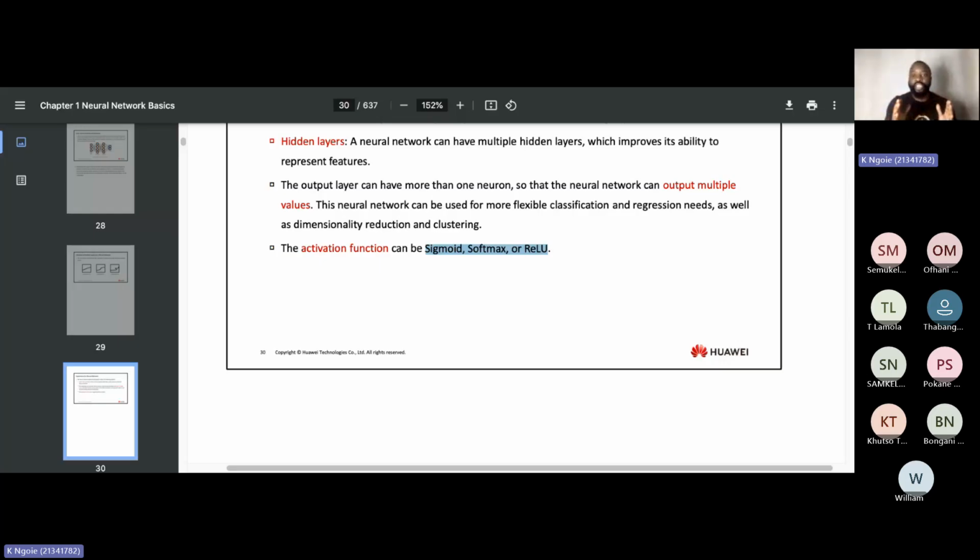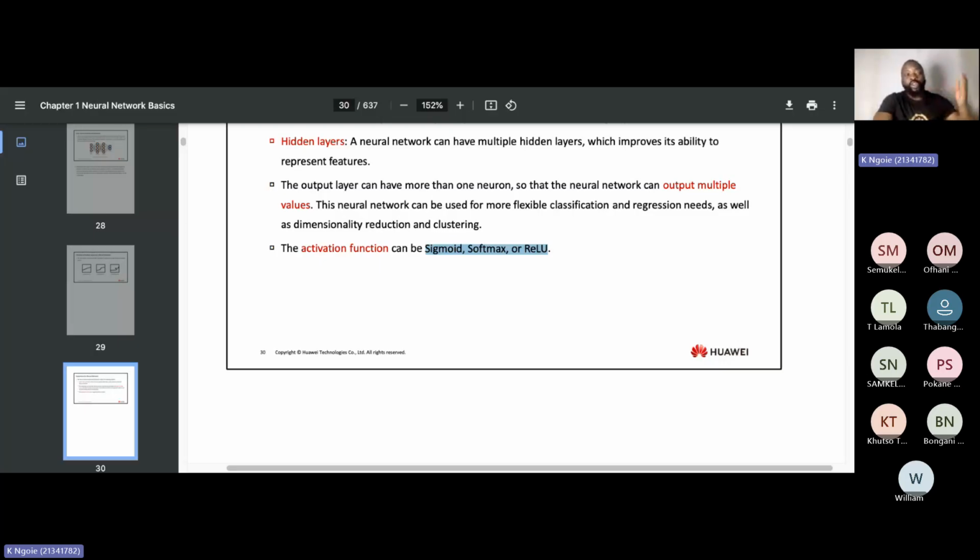There is a certain range. So the final number will be a probability. Maybe there's an 80% probability that this is you, then it's going to open. If the probability is less than 80%, it's not going to open. So that is a binary classification. So we have unlock or do not unlock.